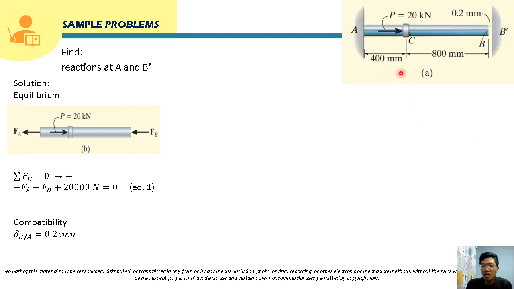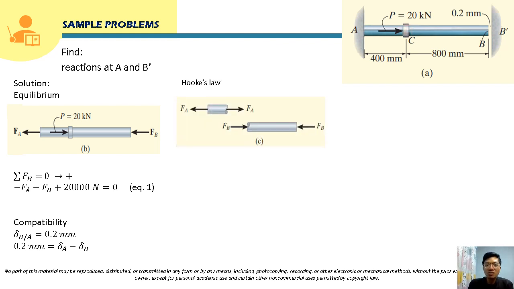So the summation of the deformation from A to C and the deformation from C to B, if we sum them up, will be equal to 0.2 millimeter. That will be our compatibility equation here, class. The deformation delta A will be caused by the deformation at length AC. As we know, if we draw the free body diagram of A to C, there will be a reaction force FA here, and the internal normal force will be tension. So this will cause the portion from A to C to elongate, so that will be positive here.